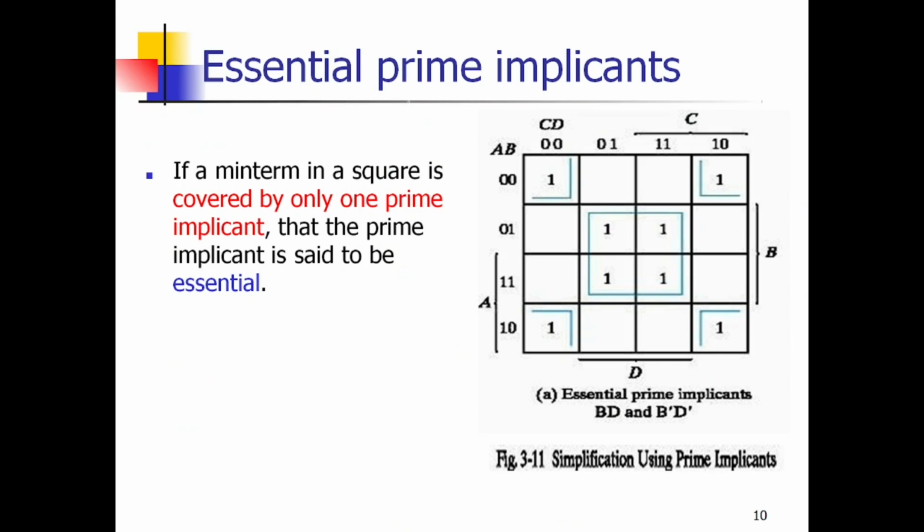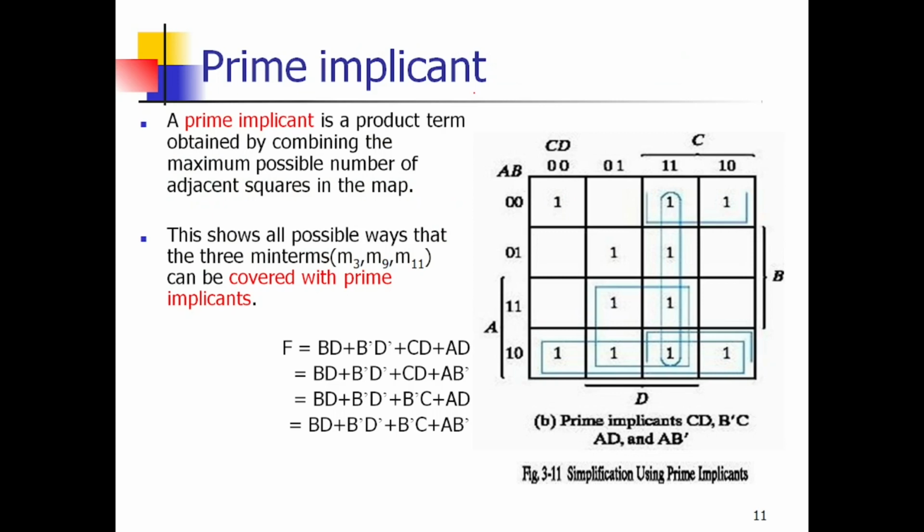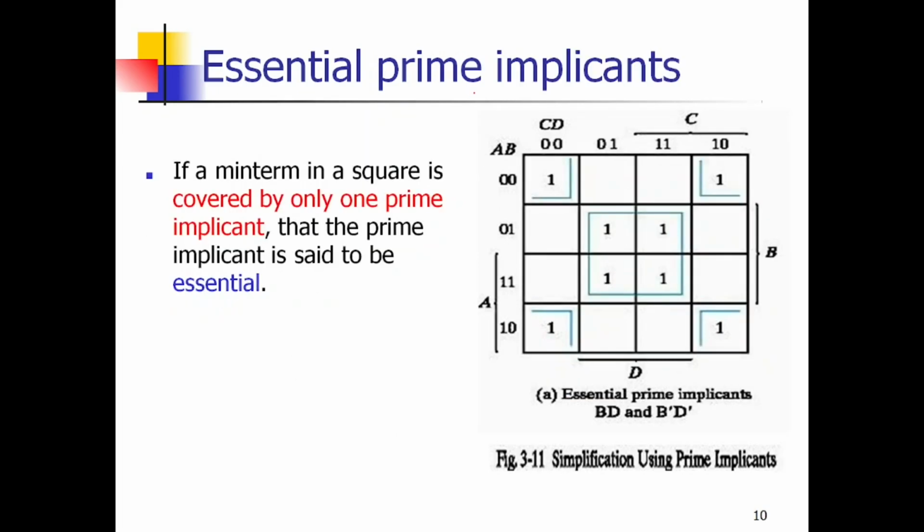So in this 4 variable K-map, or in K-map, we have an important term, that is essential prime implicant, and another term is prime implicant. So what is essential prime implicant? If a min term in a square is covered by only one prime implicant, that prime implicant is said to be essential.